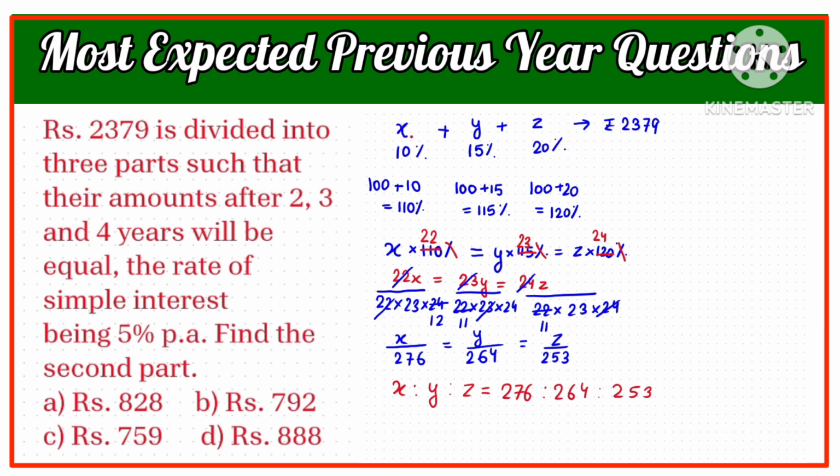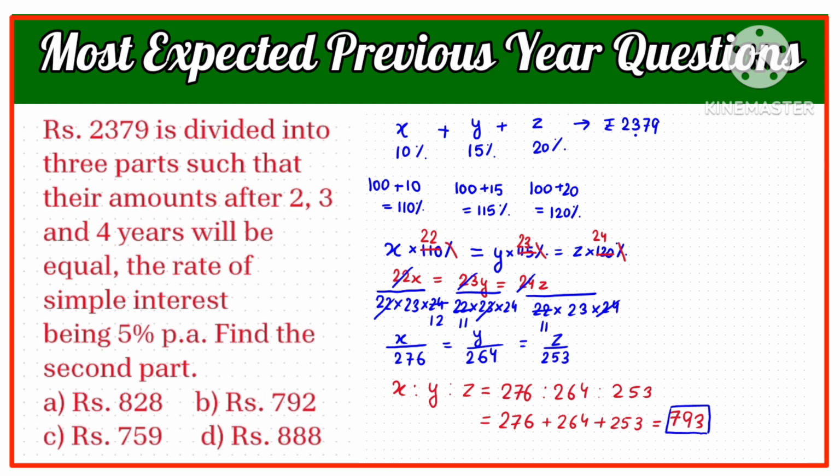And according to the question, x plus y plus z is 2379. So if we add the ratios, that is 276 plus 264 plus 253, if you add, what you are getting? You are getting over here 793. But this one is according to our assumption, or this is the ratio.